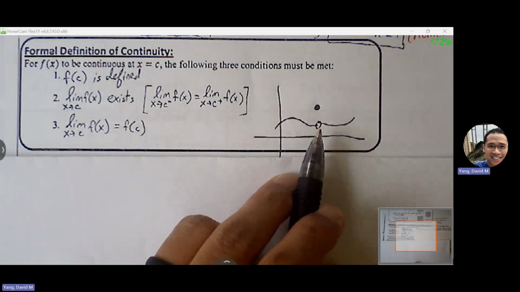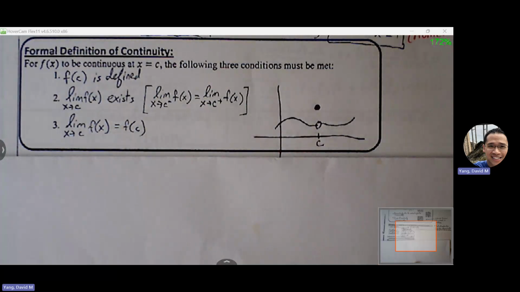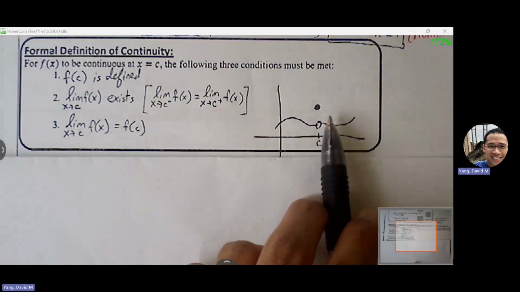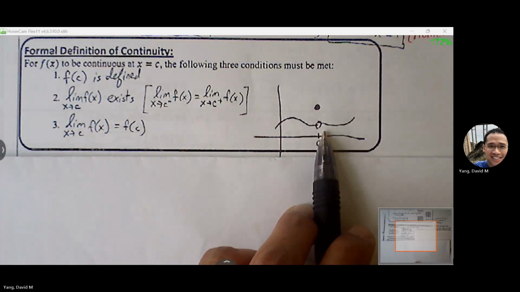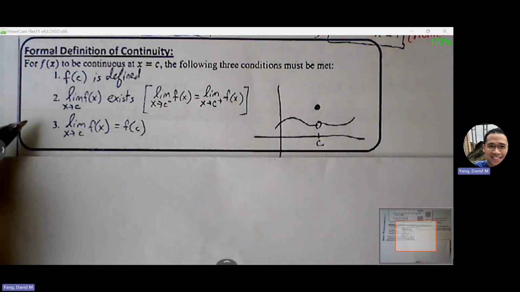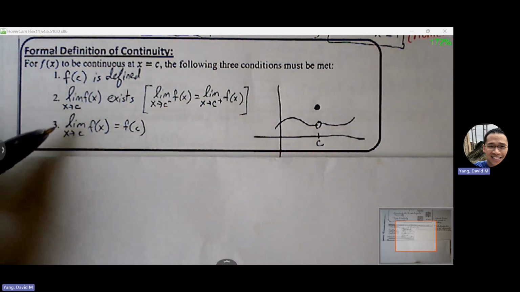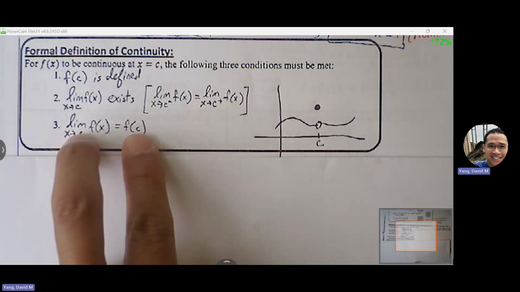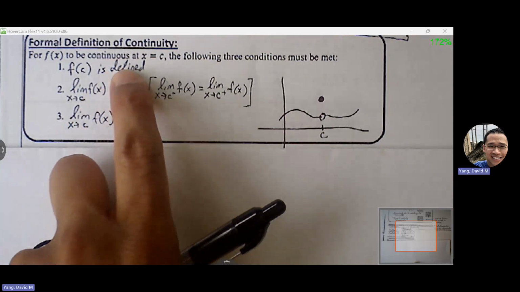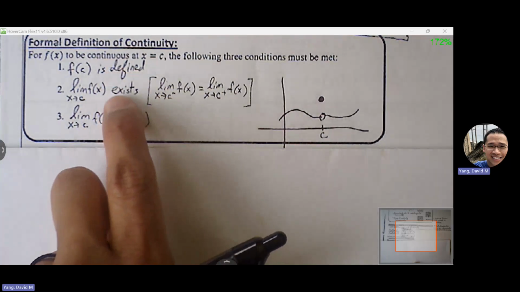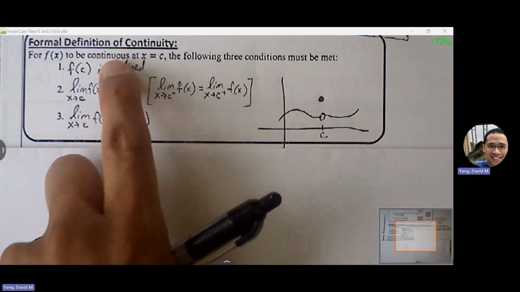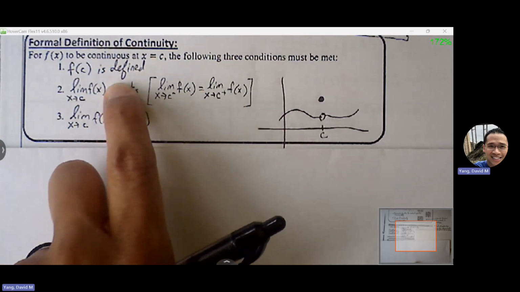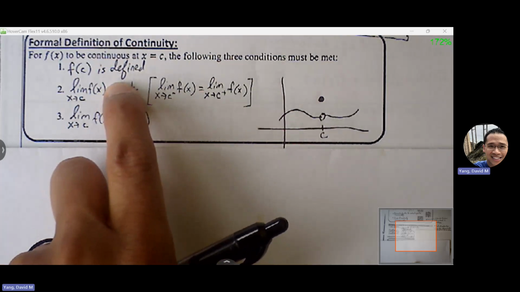Where the graph is clearly moving towards the same y value, this would pass the second condition. The third condition, now once you get to the third condition for continuity, you're not creating any more data. All you're doing is looking back at what you've gathered from 1 and 2 and asking yourselves, are they in agreement? Is the point that's defined the same as where the limit exists? If they are, then everything is one and the same, the graph is continuous.